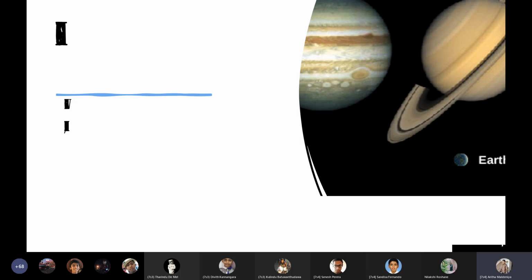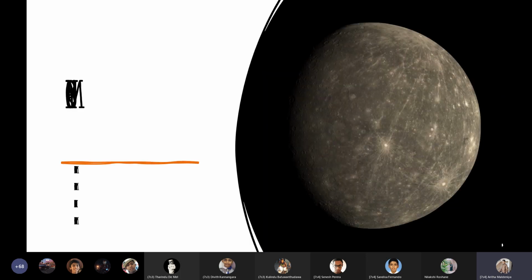So next we are going to talk about the first planet, that's Mercury. Mercury is the closest planet to the Sun, and it is the smallest planet of the solar system. It is a bit larger than the Moon, the natural satellite of the Earth, in size. There are craters on the surface due to the volcanic eruptions, and Mercury has no satellites.